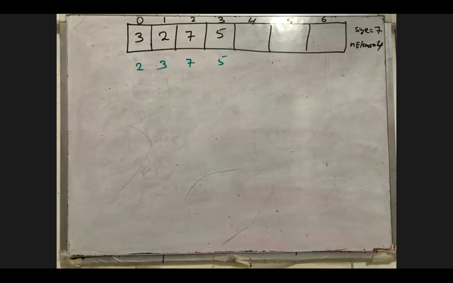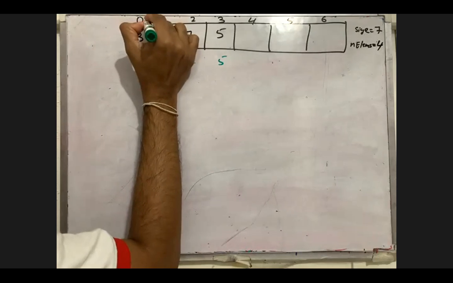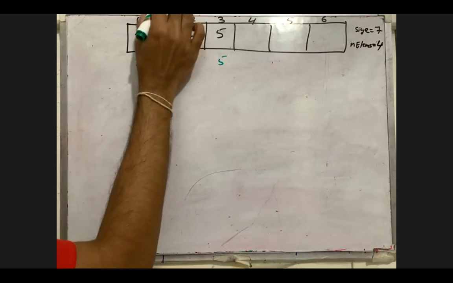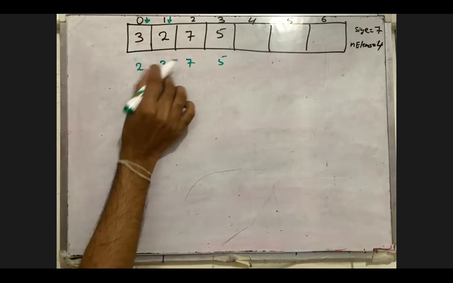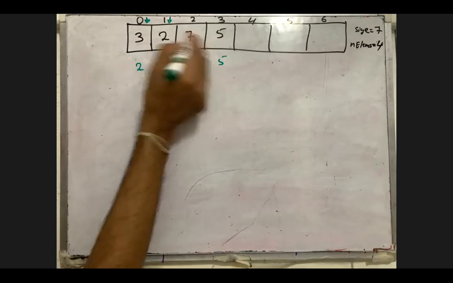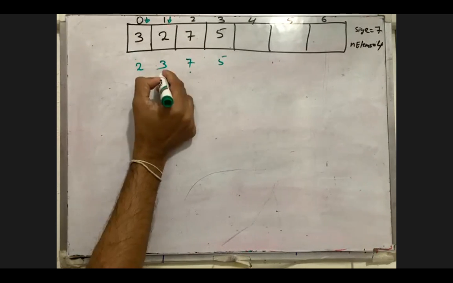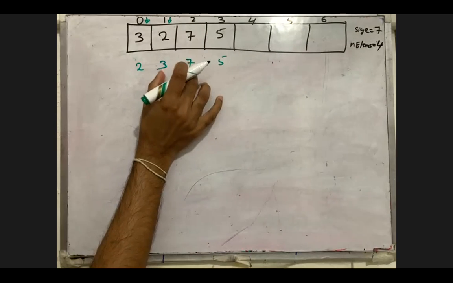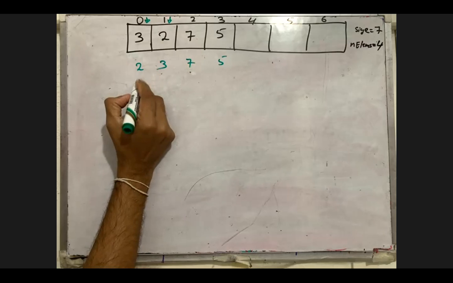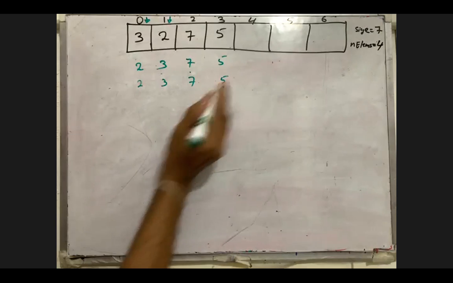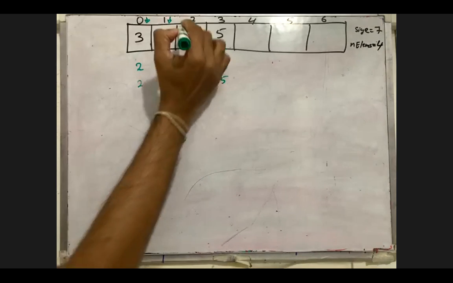I'll draw it in this one. First check this one. After that, it comes to this location. Now it is 3. Now check the next one, 3 and 7. 7 is larger, 3 is smaller. Therefore, do not swap. Put it as it is. 2, 3, 7, 5 as it is. Then it goes to the next location.